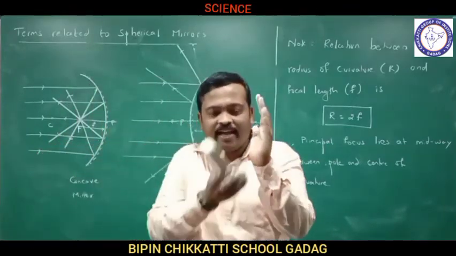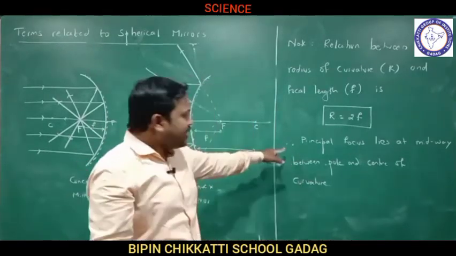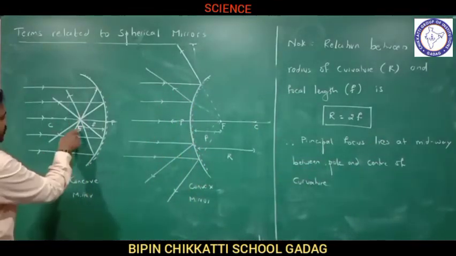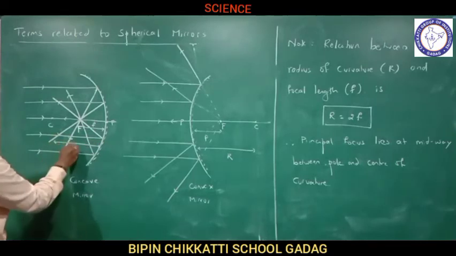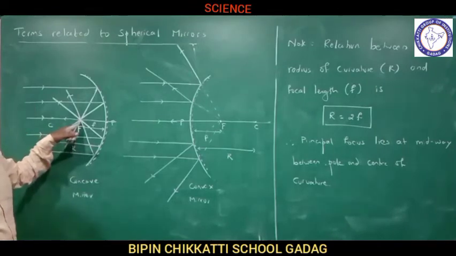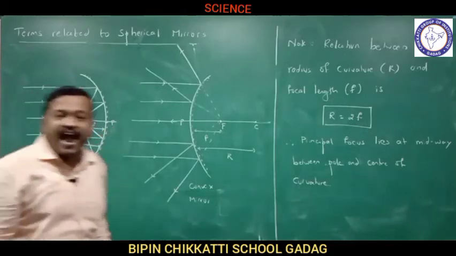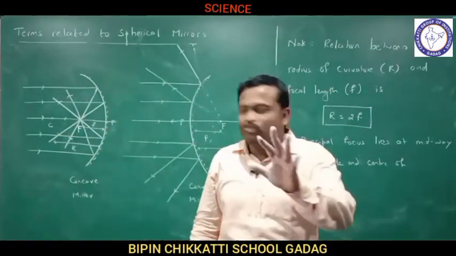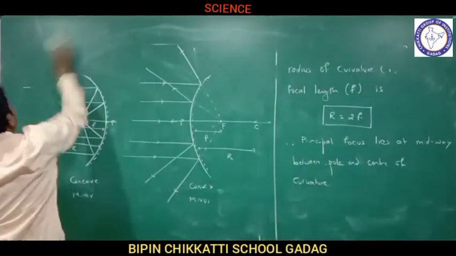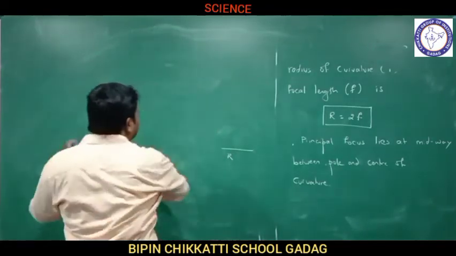If I'm taking a mirror, I complete the sphere, I get the center of curvature, and exactly at the middle I can draw the principal focus, right? So principal focus lies at the midway between pole and center of curvature. This is the focal length, and this is the radius of curvature, which is double the focal length. So these all are the terminologies we use for spherical mirrors. Let me summarize all the terminologies and complete this session.